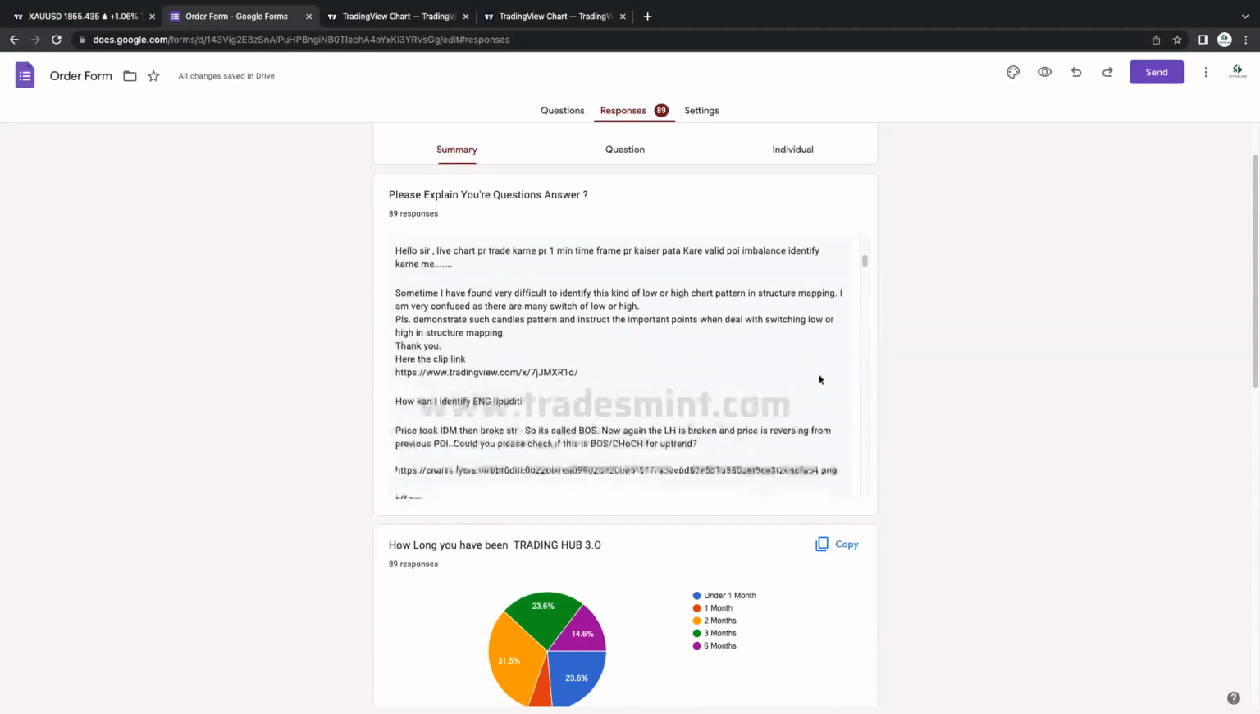Okay, so next question. Sometimes I find it very difficult to identify the low high chart pattern in structure mapping. I'm very confused. Okay, mentioned here.